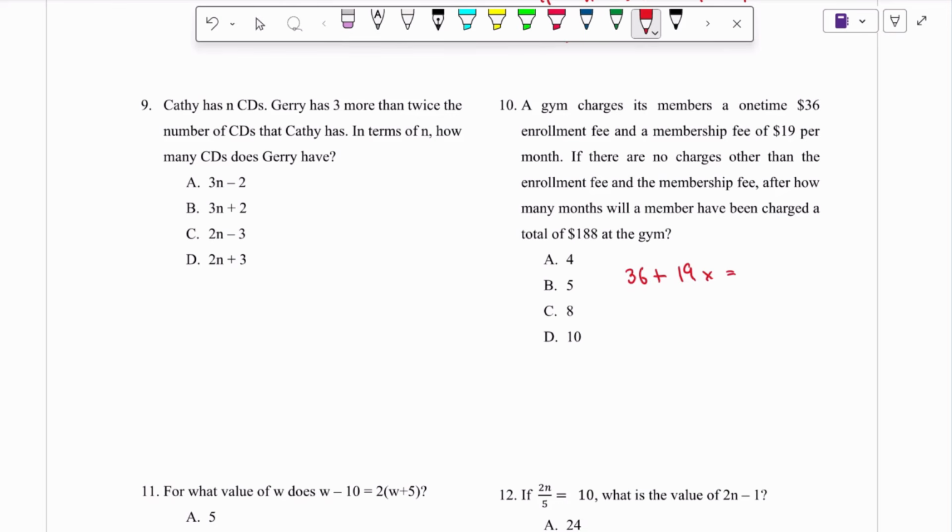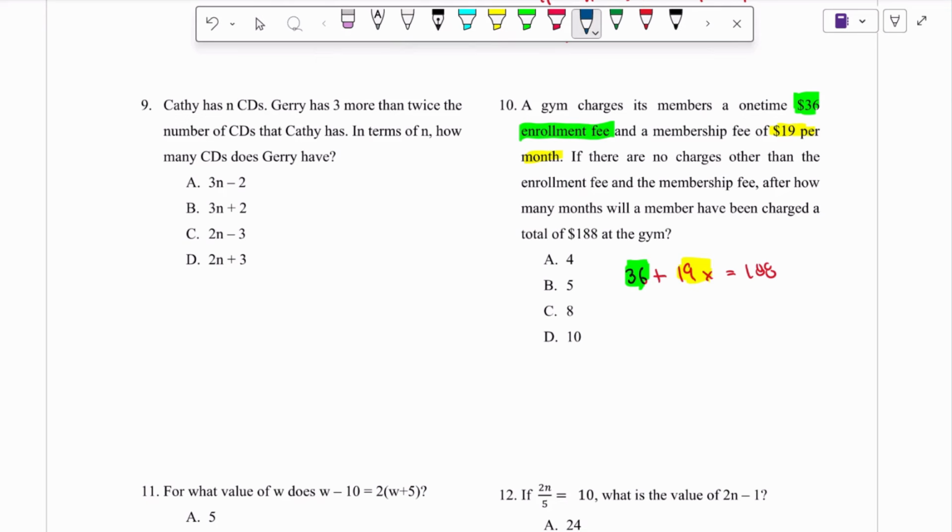So I paid the $36. I'm paying 19 a month. It costs me 188. Again, recapping, the $36 enrollment fee is a one-time fee to join. And then we have the $19 per month fee, but I don't know for how many months.